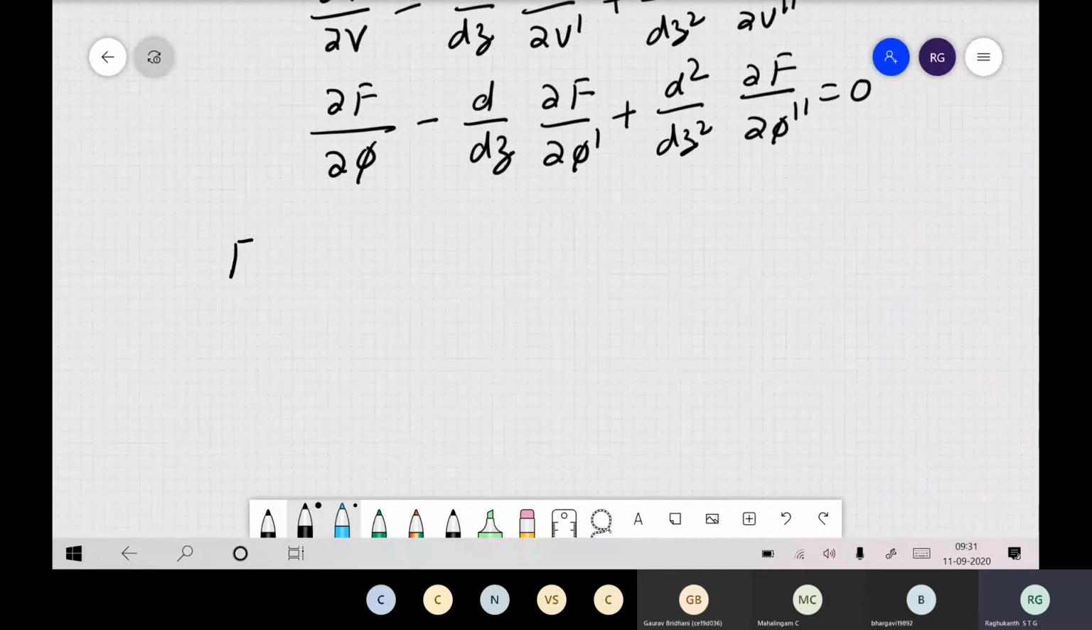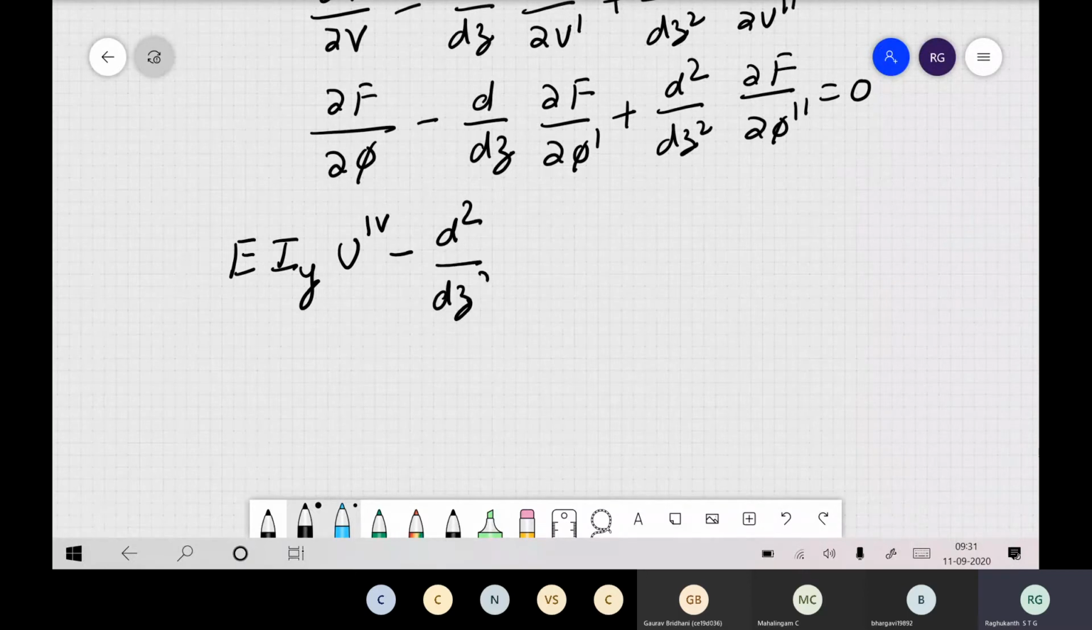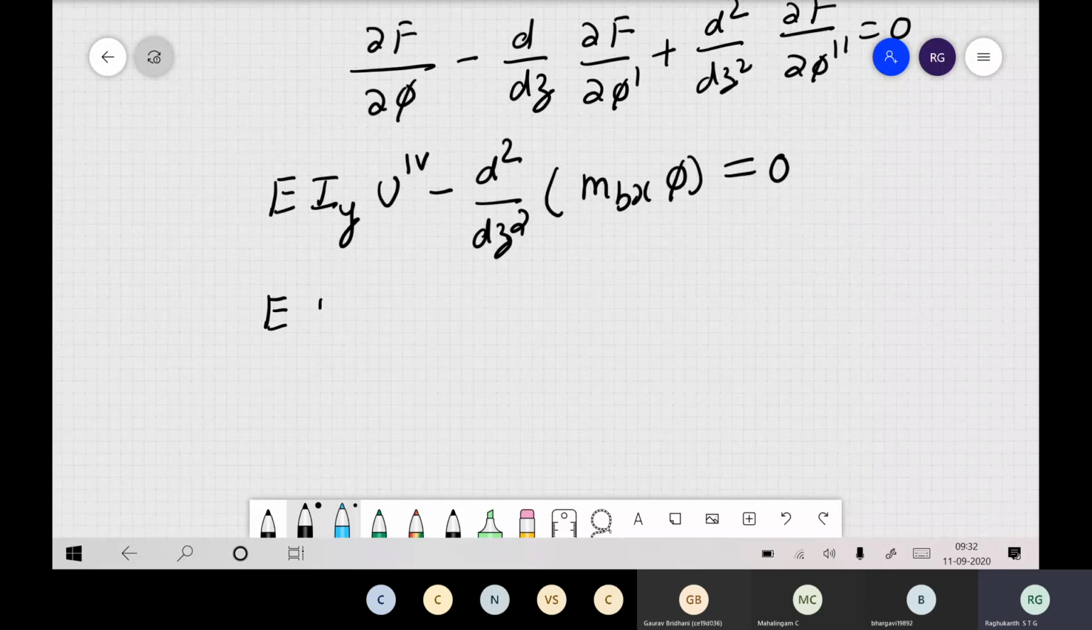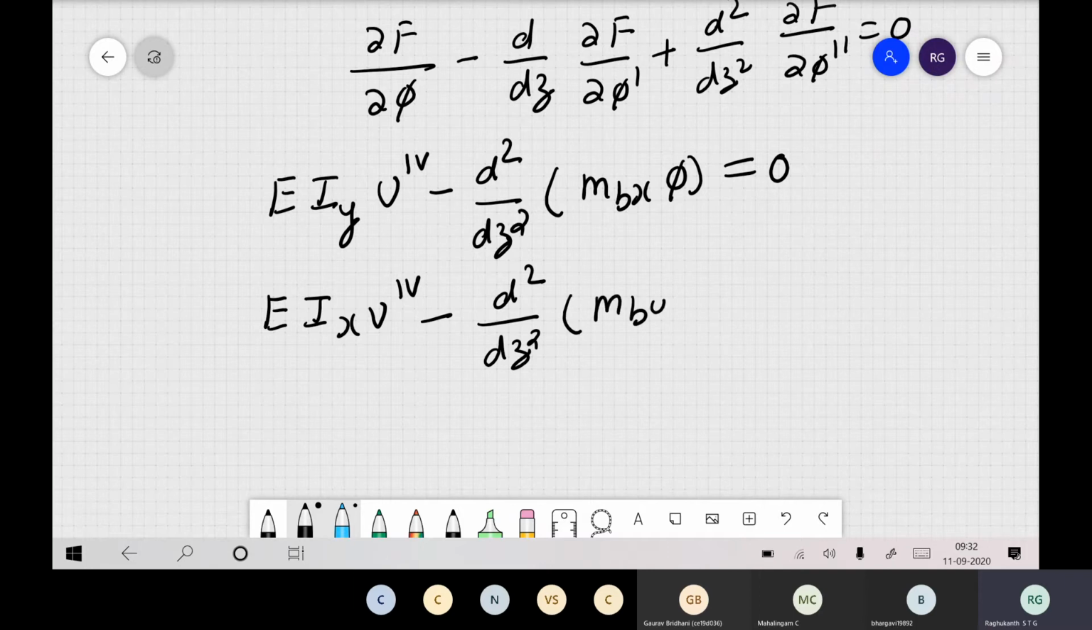So the first one, this finally turns out to be EIy u'''' (the fourth order equation) minus d²/dz² of (Mbx times phi) is equal to 0. This is the first equation. Now the second one gives us EIx v'''' (the fourth order equation) plus d²/dz² of (Mby into phi), and this is equal to 0.